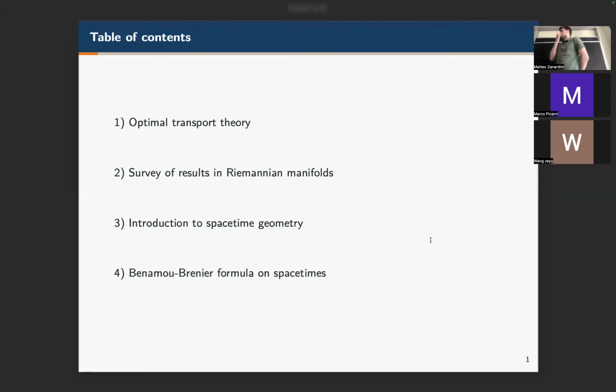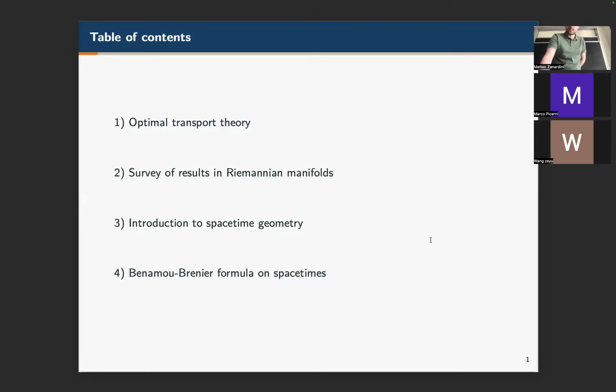Okay, the plan of the talk will be: first of all, we start from the basics. We introduce optimal transport theory. Then we give some results in Riemannian manifolds. Then I will move on to Lorentzian manifolds, that is spacetimes. And finally, I will introduce the Benamou-Brenier formula in this setting.